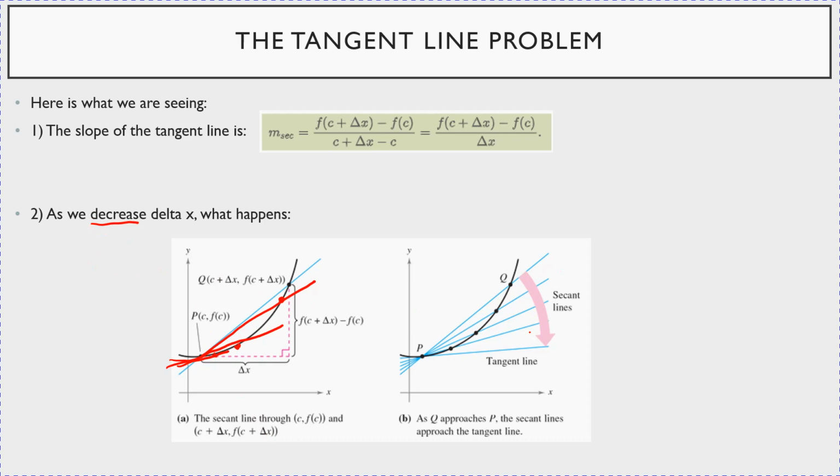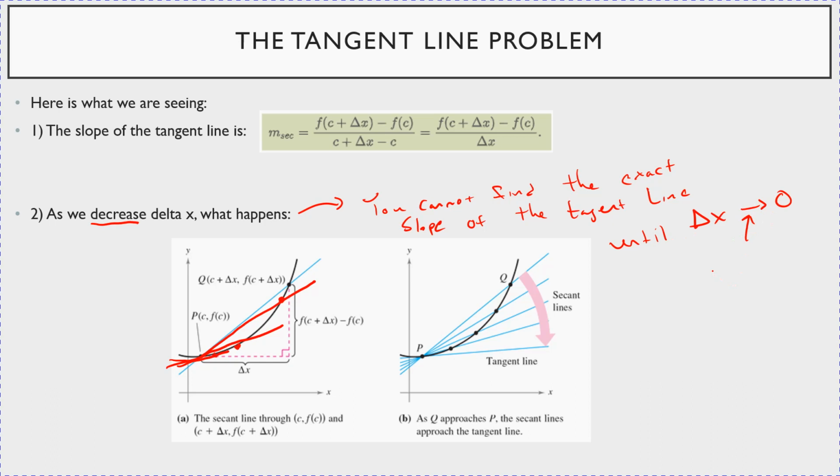But now here's the thing. You cannot find the exact slope of the tangent line until delta x, and this arrow here means goes to zero, okay? Goes to zero. But Matt, if I want to find the slope of the tangent line as delta x goes to zero, there's a problem, right? Here's where delta x is, but you cannot divide by zero. Okay, so this is a problem.